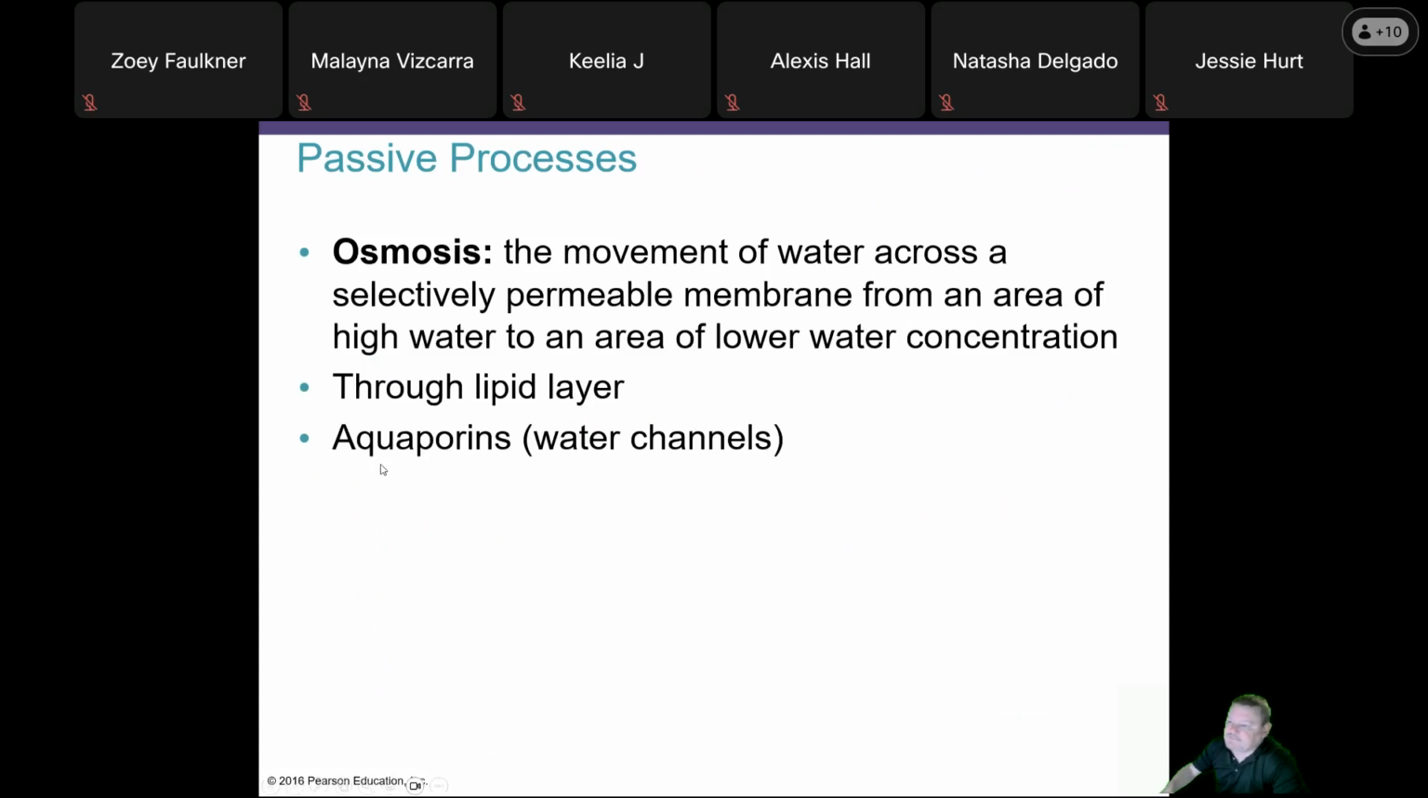Now, a lot of times we'll have something called aquaporins, or these water channels. We saw this in the human cell as well, but these are channels specifically for water that allow water to move into the cell. Remember, it's hard for water to move through that lipid bilayer. It can because the molecule is so small, but it helps to have an opening like this aquaporin to let it really come in quickly.